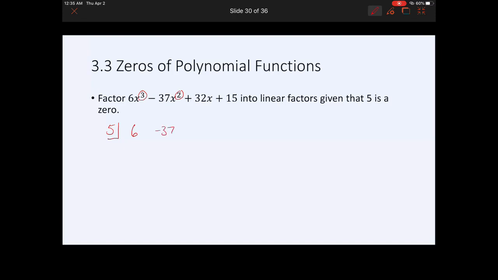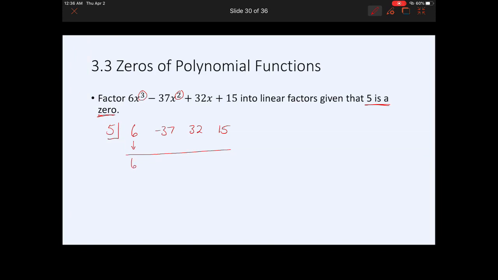Because we know our answer, if we start with the power of 3, our answer is going to be starting with the power of 2. So it's going to be a quadratic. We can factor and solve that equation. We're just asked to factor, but we could solve it if we needed to. So when we do our synthetic division, we're going to put the 6, the negative 37, 32, and 15.